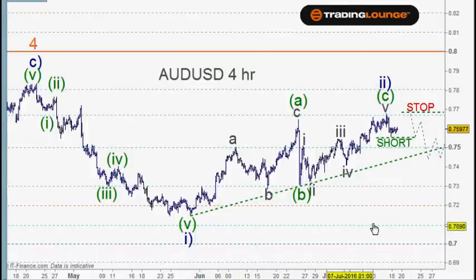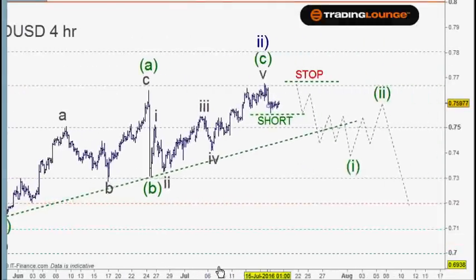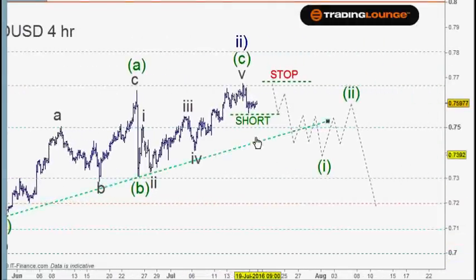And now we're looking for a short trade setup here. So with that, we're looking at it pretty much like this. We can look at the first move down here as wave 1. We're looking for wave 2 here, so this will be wave 2.